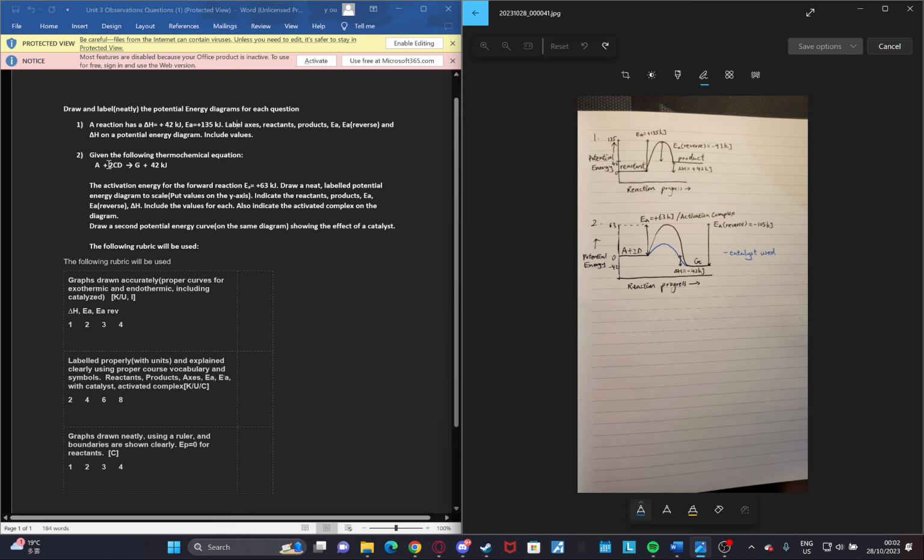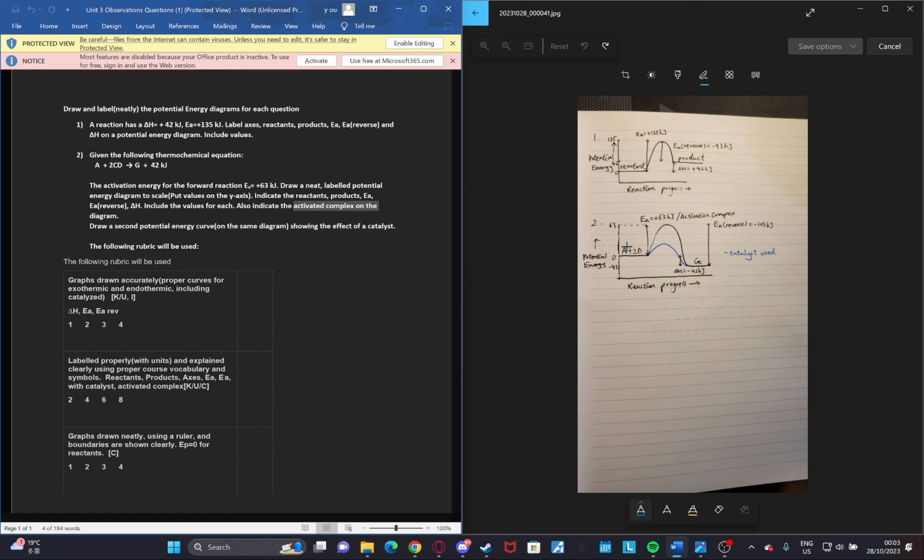Okay. The second question has two reactants with one product and one heat value, and since the heat value is on the right side, that means the reaction is exothermic, so we have to lose heat to get to the product. The activation energy for the forward reaction is 63 kJ, and we have to go up in a curve and then go down below the original potential energy of our reactants. And then we also have to indicate its activated complex on the diagram.